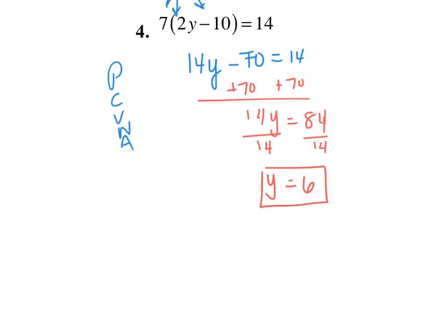So after distributing your 7 to your 2y and your minus 10, I get 14y minus 70 equals 14. To get rid of my minus 70, I add 70 to both sides, so they're going to cancel each other out. I then get 14y equals 84. The only way to get rid of this 14 is to divide. So I divide. They cancel, and I get y equals 6.